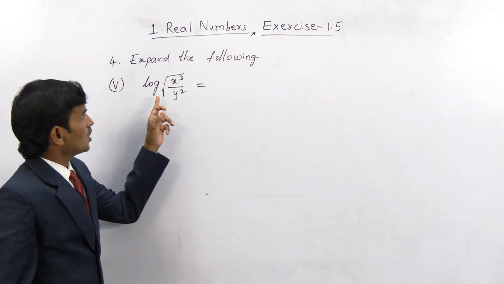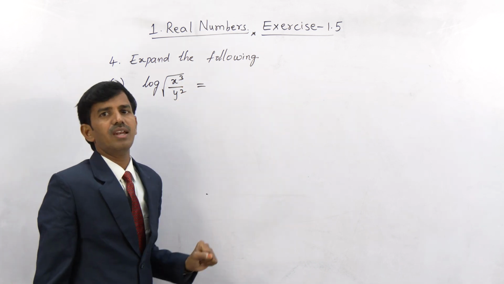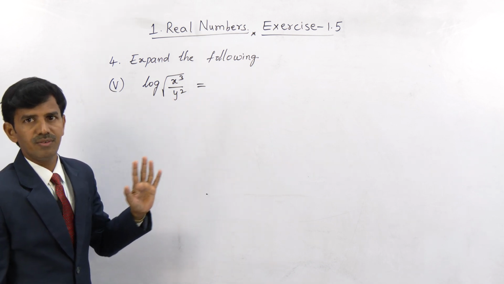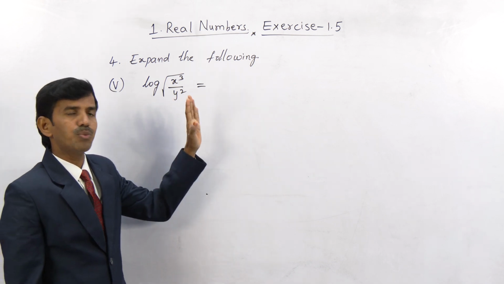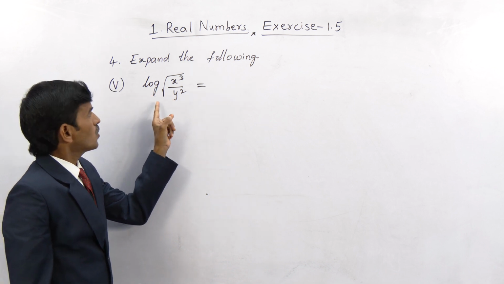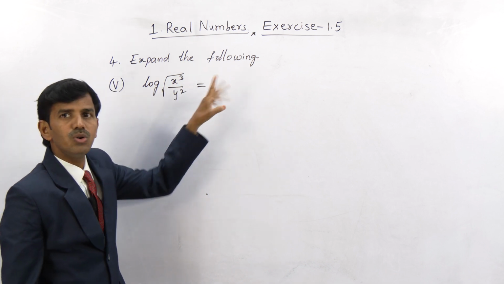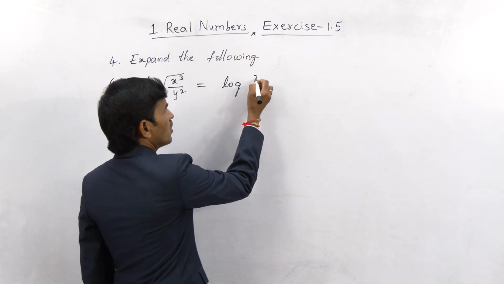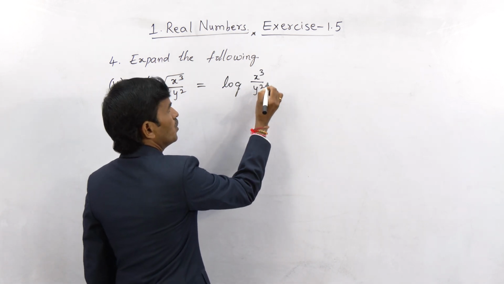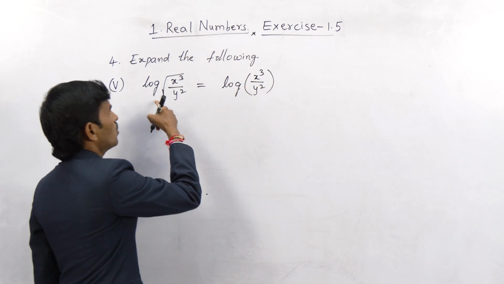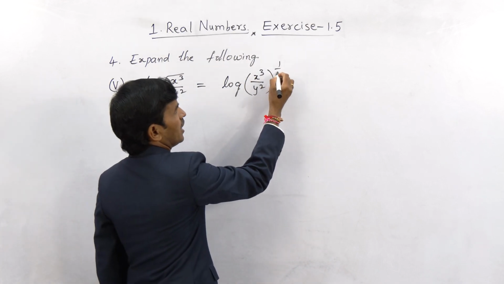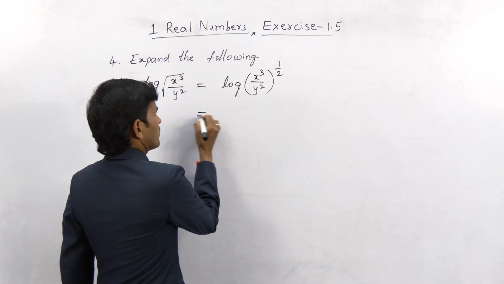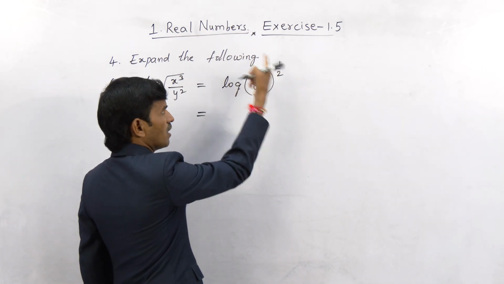Now here, whenever a root is given, everyone feels it is difficult to solve, but actually it is also very easy and important. So we can convert this root into exponential form first. So logarithm of (x power 3 by y power 2) whole power. When the root is converted into exponential, it becomes 1 by 2. Is it clear?